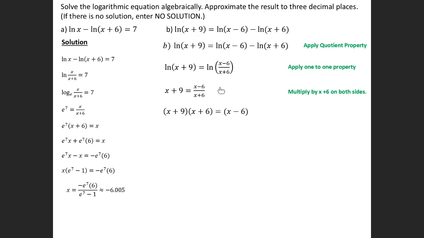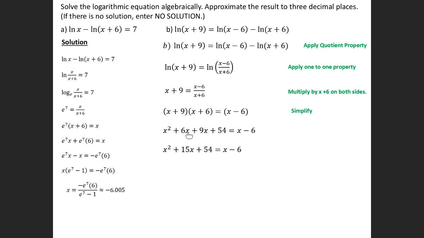So if I multiply x plus 6 here, that cancels, so I get x minus 6. And then on this side, I get these two factors. Let's multiply them out. So x times x is x squared, x times 6, 6x, 9 times x, 9x, 9 times 6, 54. Since this is quadratic, you want to put everything on the same side.